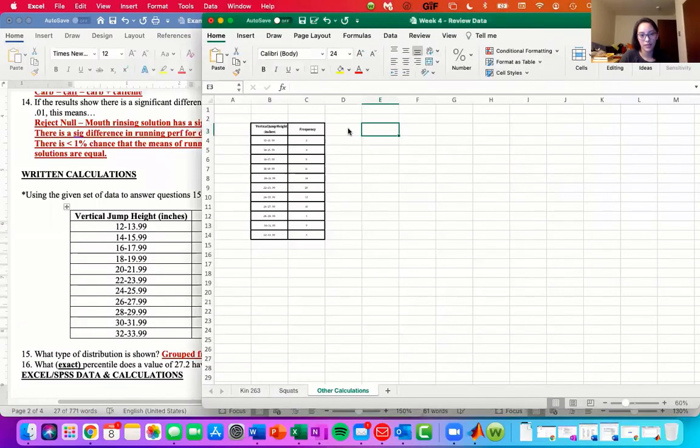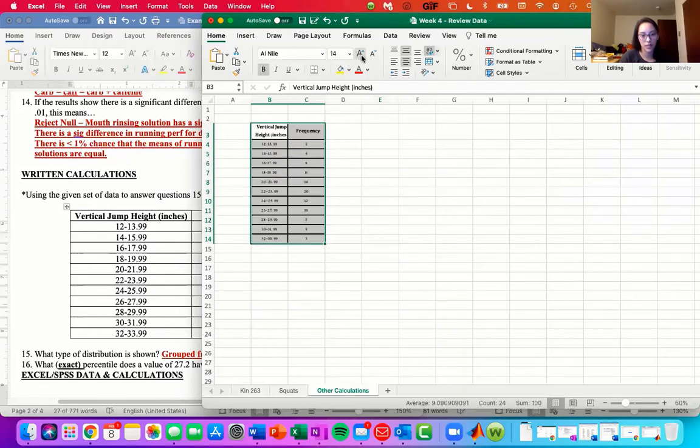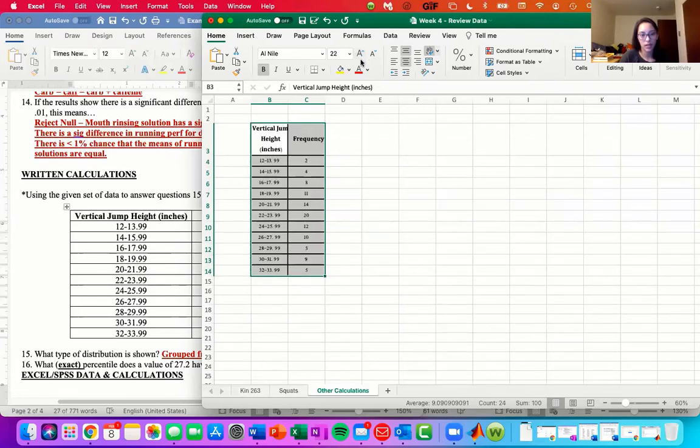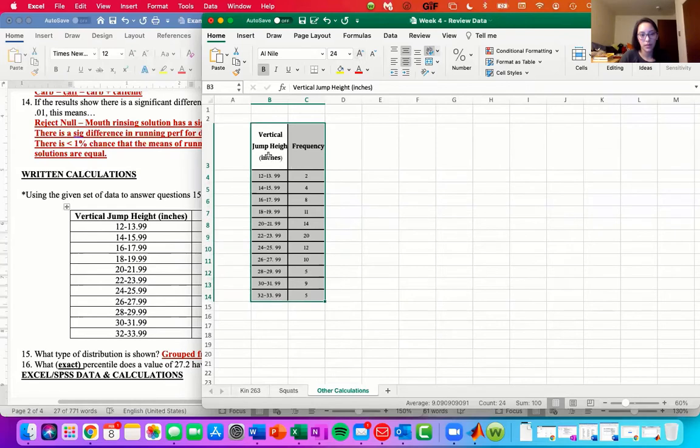Okay, let's just go with that. This I want to make bigger so we can see it. Okay. What steps might I do with this? Or how might I reorganize my table so I can use a formula in Excel?